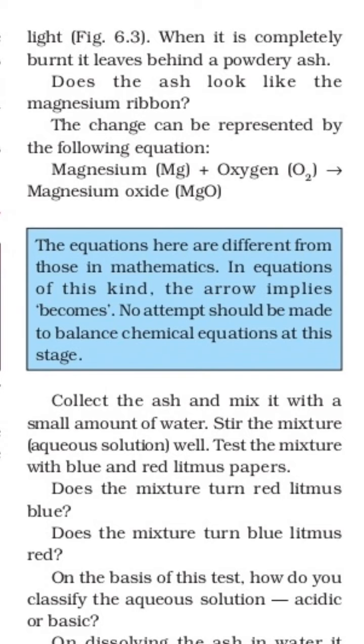Here the equation is different from those in mathematics. In equations of this kind, the arrow indicates becomes. No attempt should be made to balance a chemical equation at this stage. In this class we are not learning how to balance chemical equations. We will learn that in the 9th and 10th class. Here we only have to understand the concepts about chemical equations.